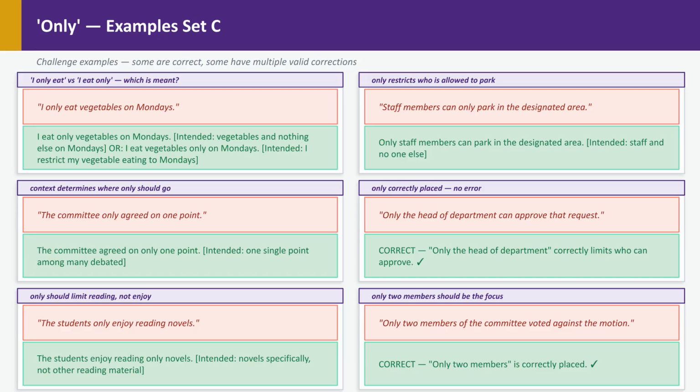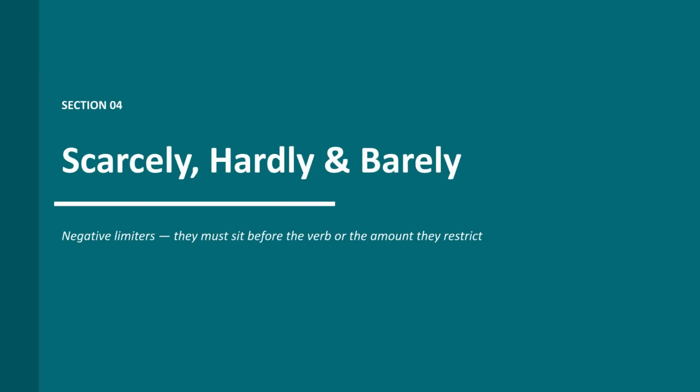This final set of only examples shows instances where context determines correct placement. Remember, the placement dictates the precise meaning, restricting the scope to the element immediately following only. Section 4 examines scarcely, hardly, and barely. These are negative limiters that follow strict positioning rules.